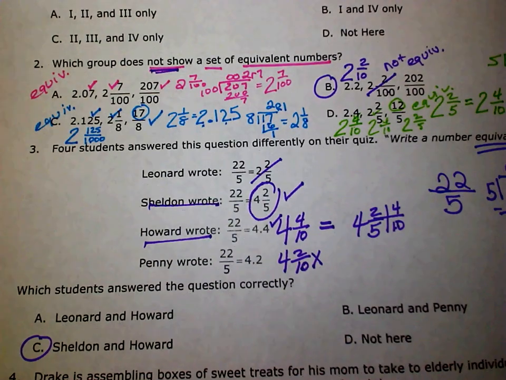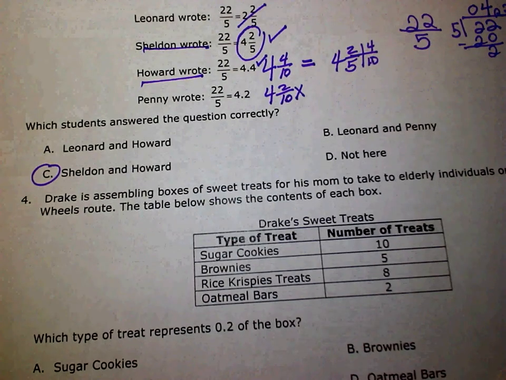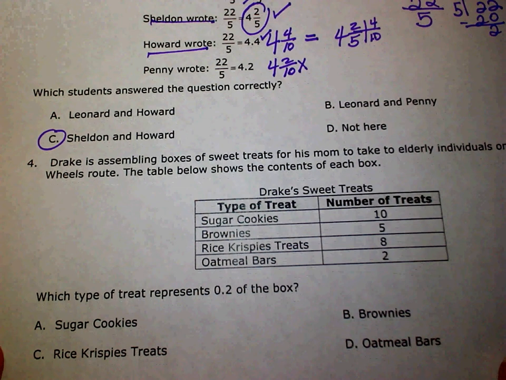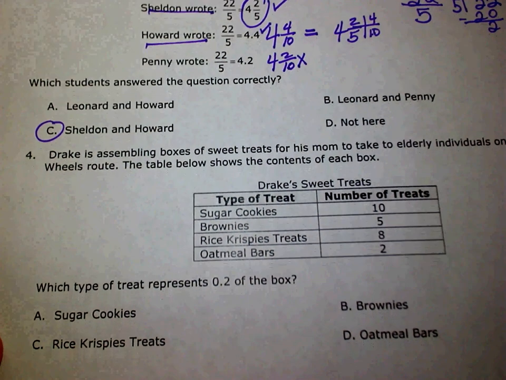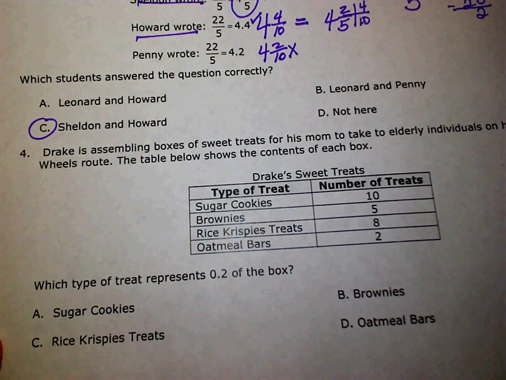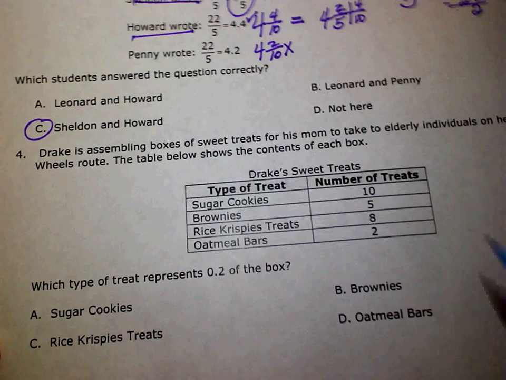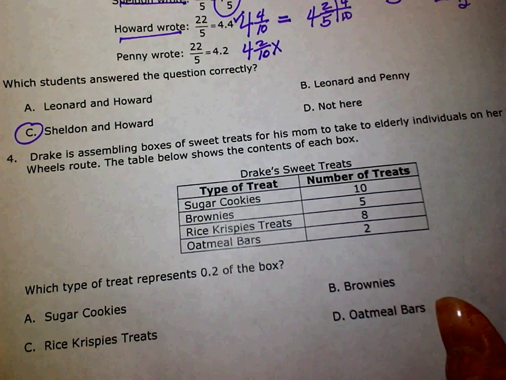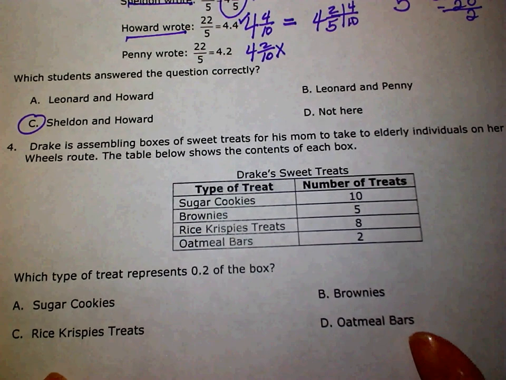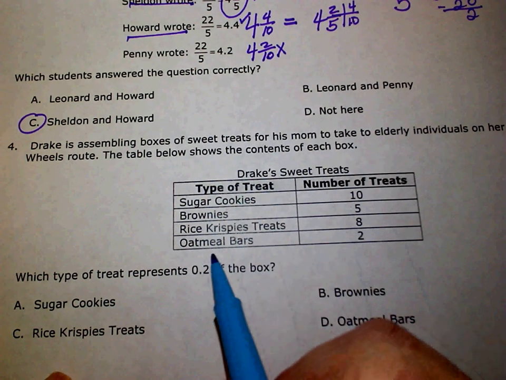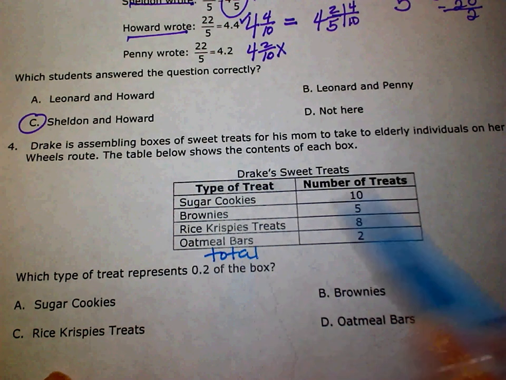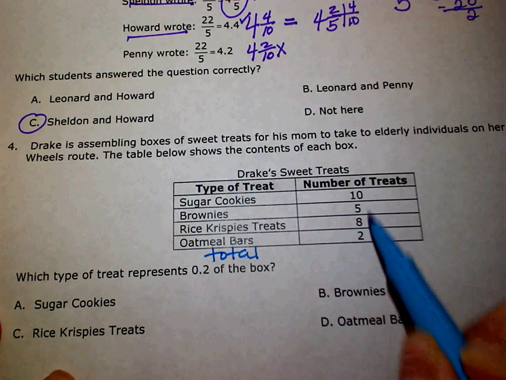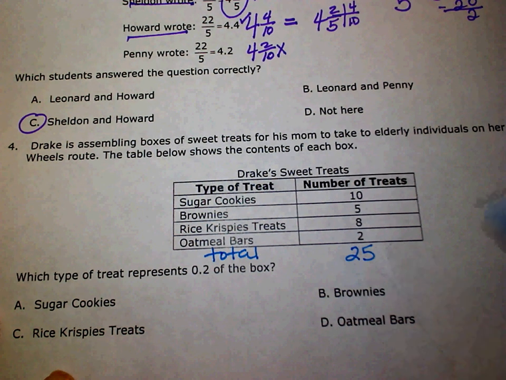Okay, number 4, Drake is assembling a box of sweet treats for his mom. The table below shows the contents of each box. So I look and I have sugar cookies, brownies, Rice Krispie treats, and oatmeal bars. First thing I notice is this is one whole box, but I don't know my total in the box. So first I'm going to find out how many treats are in the box. Well, I add them up and it's a total of 25.